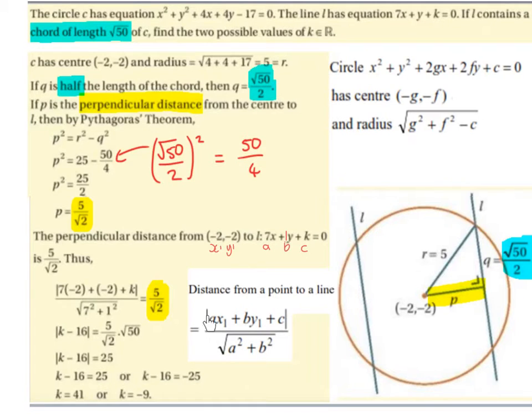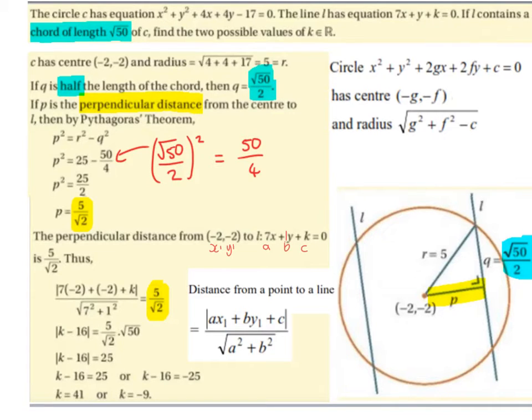So we substitute into our formula. We end up with the modulus of 7 times minus 2 plus minus 2 plus k, and that's all divided by the square root of 7 squared plus 1 squared, and we let that equal 5 over root 2. So 7 by minus 2 is minus 14, and minus 14 minus 2 is minus 16. So we get minus 16 plus k, or k minus 16. Our denominator, we have the square root of 7 squared plus 1 squared. 7 squared is 49, 1 squared is 1, so we get root 50.